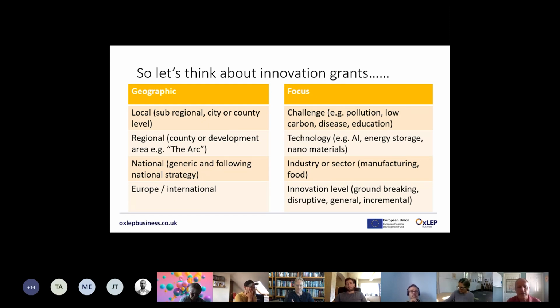The other dimension I want you to start thinking about is, what is the focus of this grant and what is the focus of what I'm trying to do? Is it based around a challenge? So my technology, my innovation, does it address any particular challenges? Is it focusing or featuring a particular technology? And I've got some examples there. Is it industry sector focused? Manufacturing is one that I work with quite a lot.